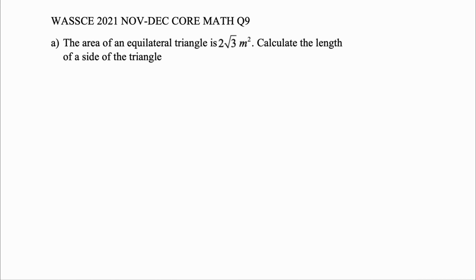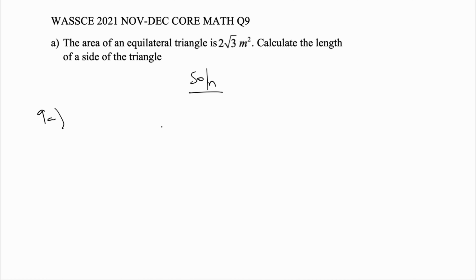In today's video, we'll be solving question 9 of the 2021 Nov-Dec core mastery questions. We'll begin with question 9a. The area of an equilateral triangle is 2 root 3 meters squared. Calculate the length of a side of the triangle. So let's begin with our solution.